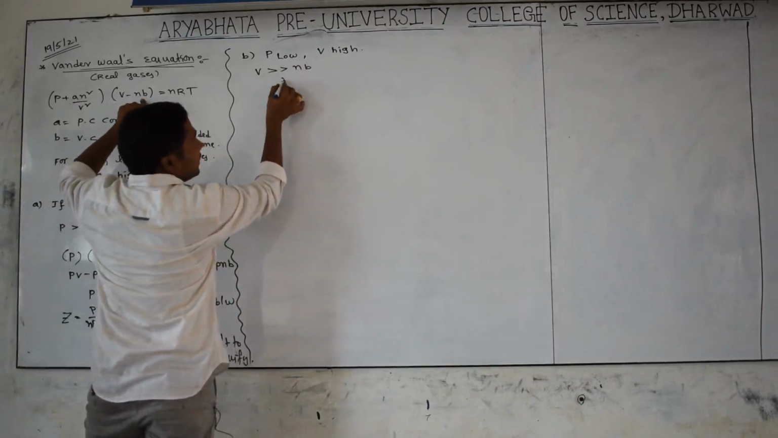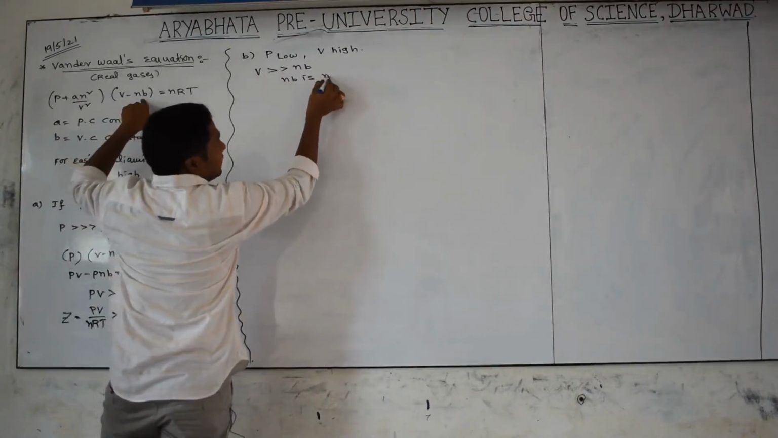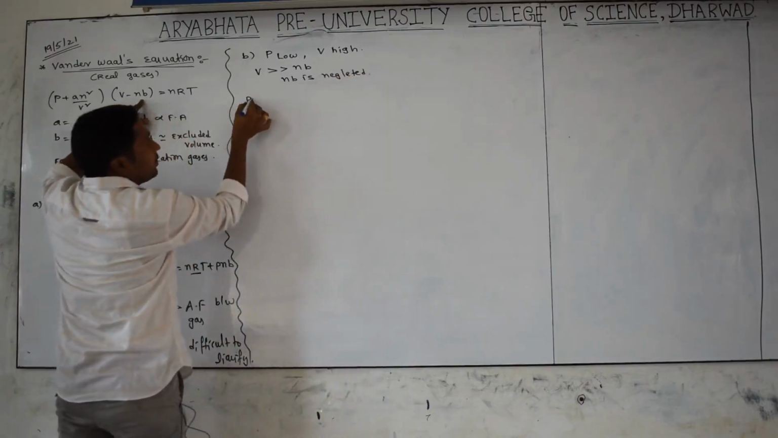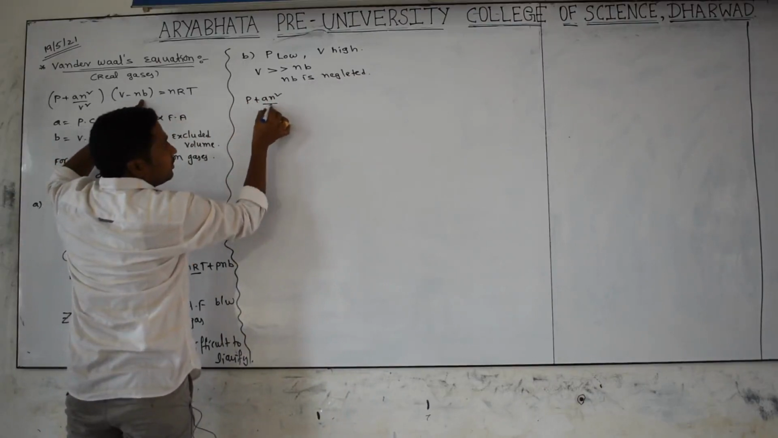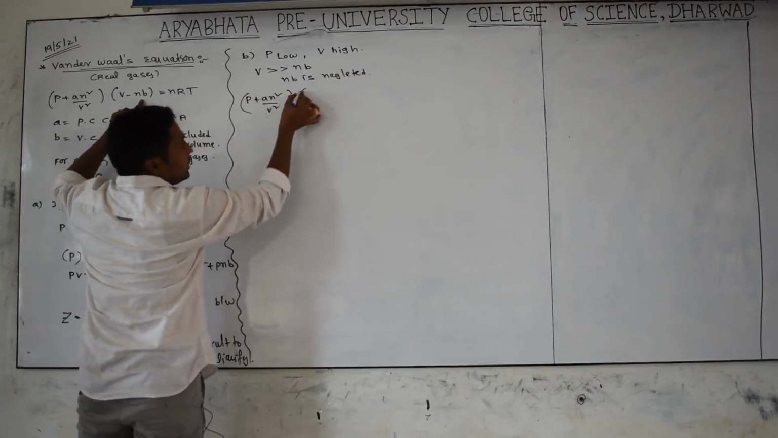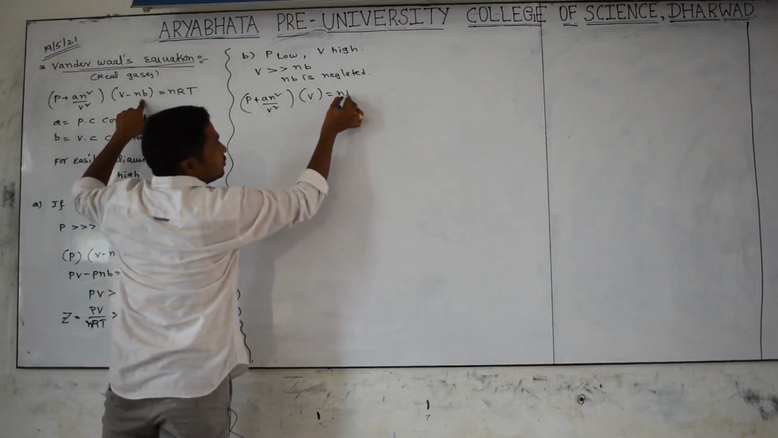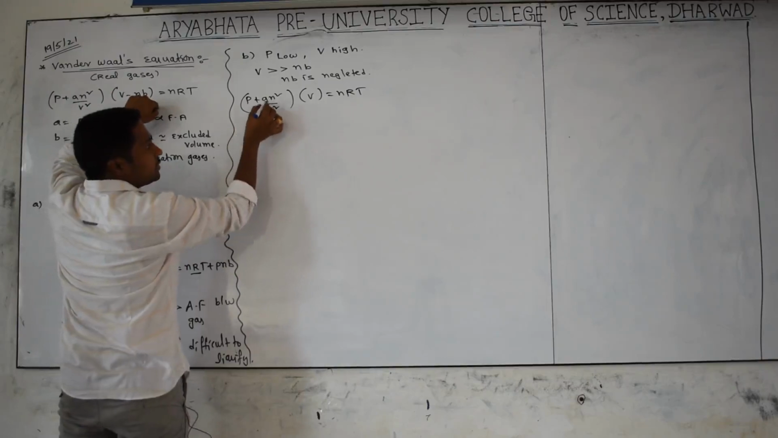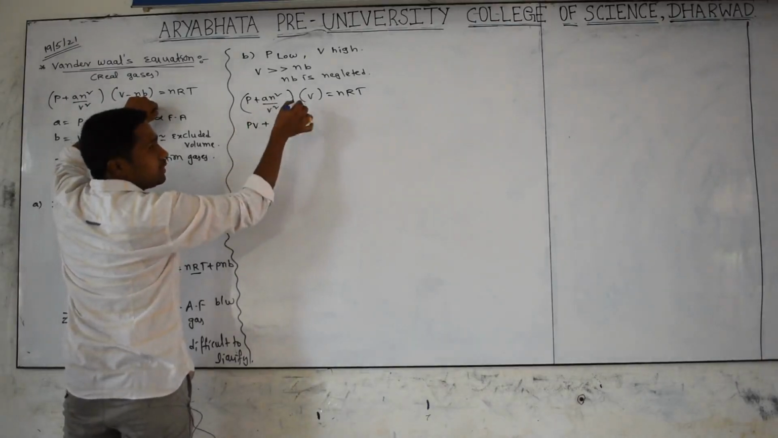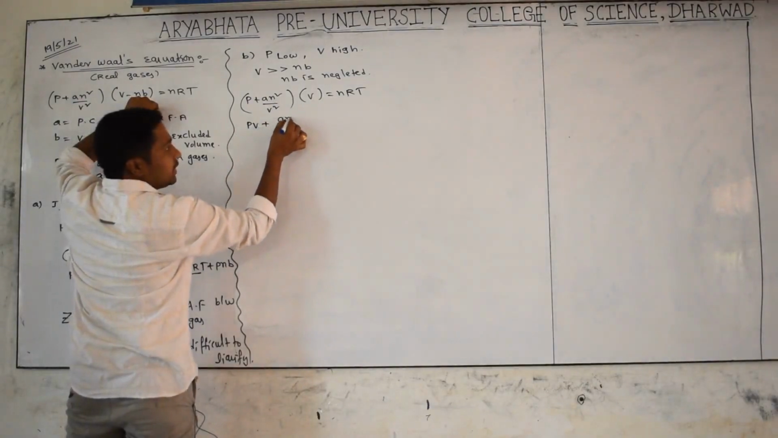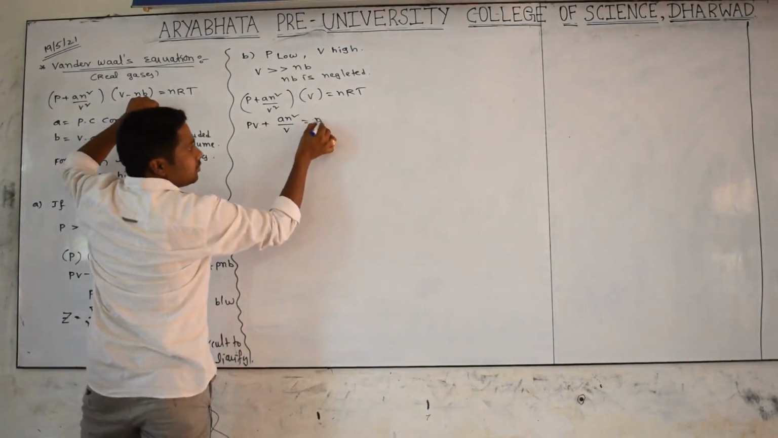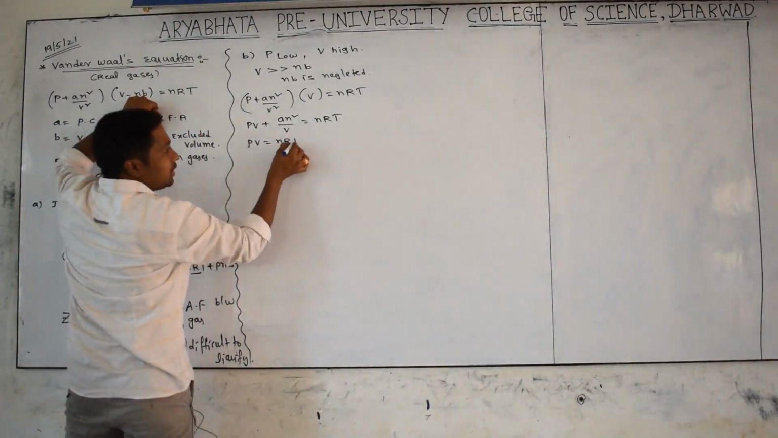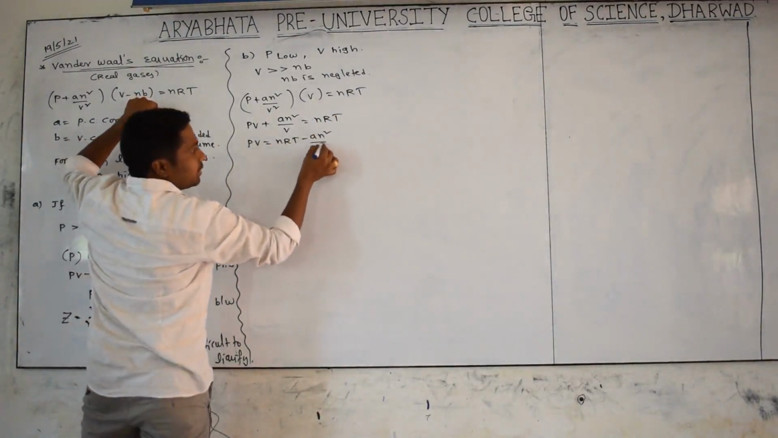Then what can be done? nb is neglected because it is a lesser value. Automatically, what are we getting? (P + an²/V²)V = nRT. Simplify: PV + an²/V²·V, where V² and V cancel. We are getting PV + an²/V = nRT. So we are getting PV = nRT − an²/V.